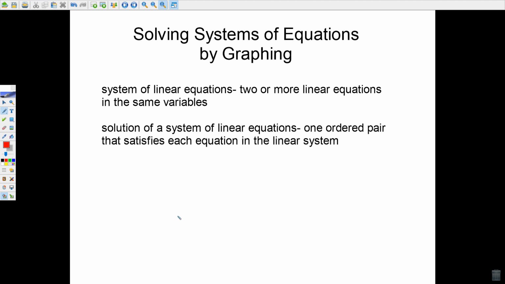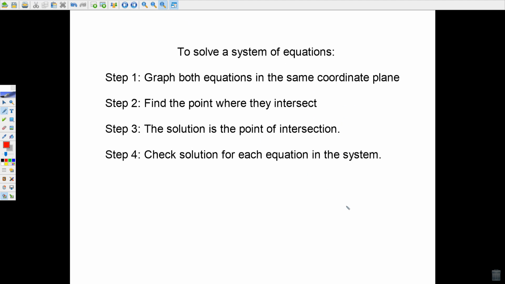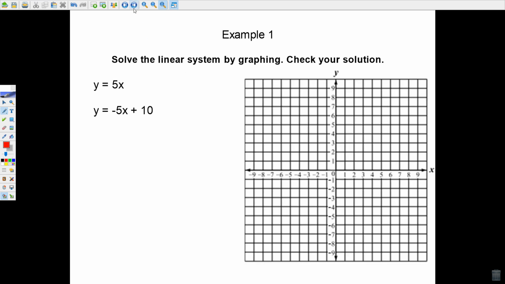I'm going to let you read through the notes that we've already copied, on what a system is and what a solution looks like. The main idea here is that a solution is an ordered pair. Here are the different steps to solve a system of equations, and I'm going to go through a couple of examples for you.